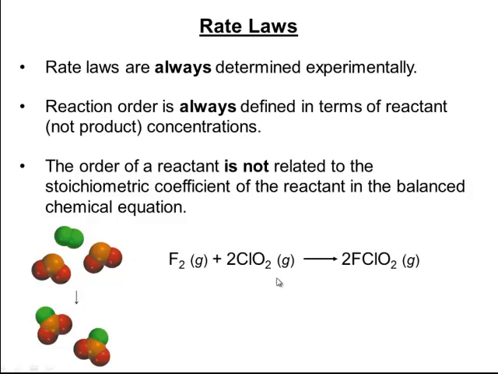For example, have a look at this reaction. The rate of the reaction is experimentally found to be the rate constant multiplied by the concentration of fluorine multiplied by the concentration of ClO2. So although the balancing coefficient out here before ClO2 is 2, the concentration of ClO2 is raised to 1.